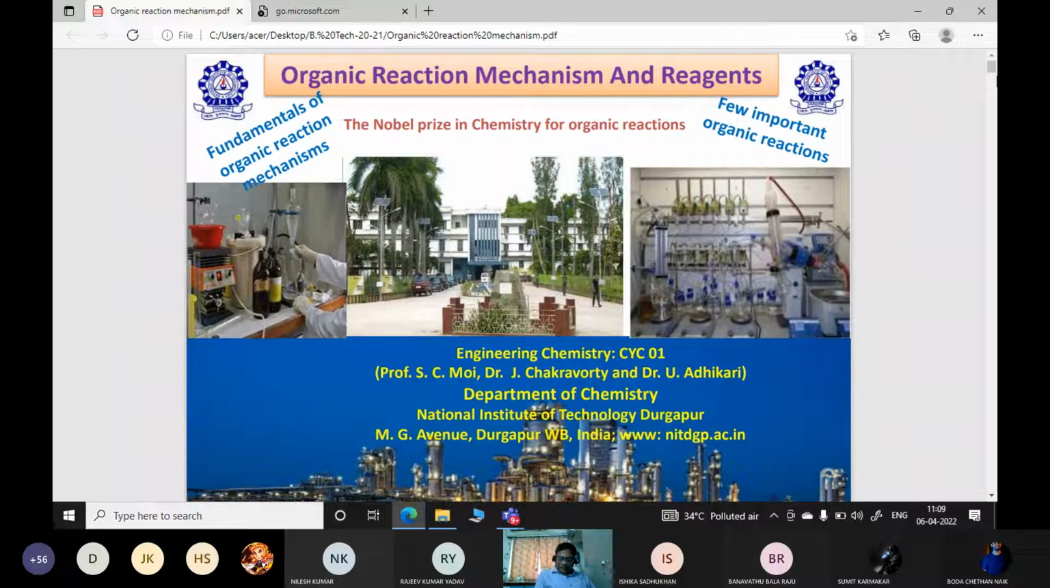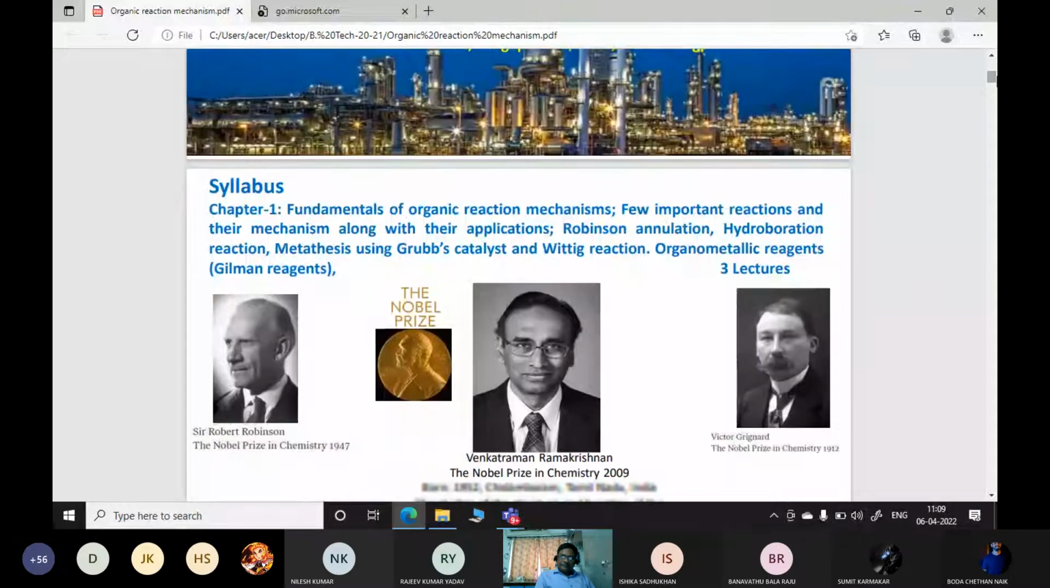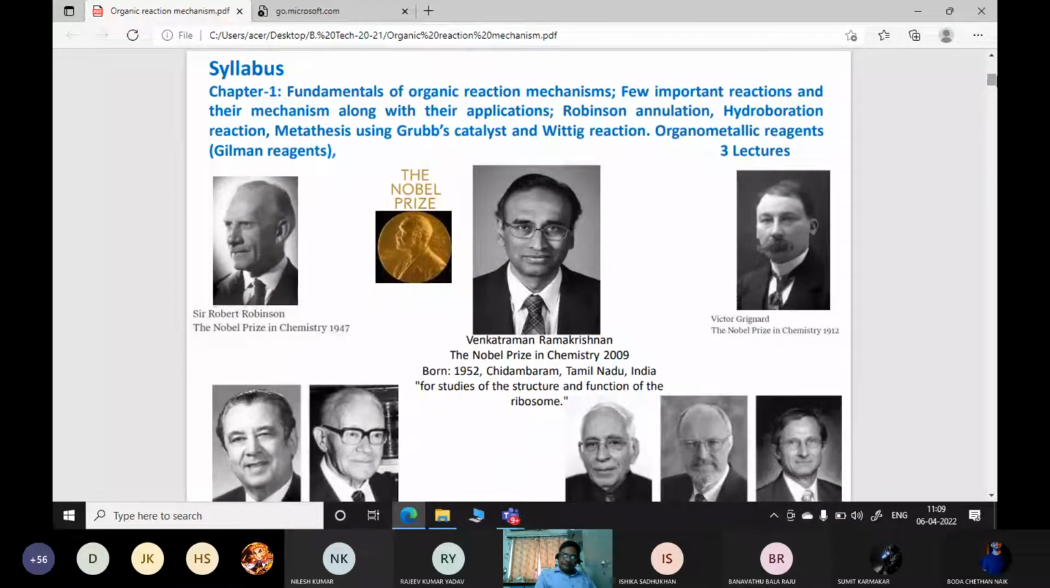So mechanism of reaction. Can anyone say what do you mean by mechanism? Anyone? Hello? Can you explain what you mean by mechanism? Organic reaction mechanism, what subject does it deal with? Anyone? So transfer of electrons and hydrogen. Any more from anyone?